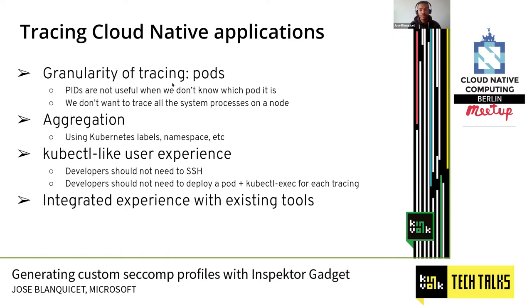To do that, we develop Inspektor Gadget following these four principles. First of all, when we work in Kubernetes, we want to debug at the pod level. Process IDs are not useful when we don't know which is the pod or the container they come from. Therefore, we need something that translates the process ID to pods and containers. This is what Inspektor Gadget is trying to do.